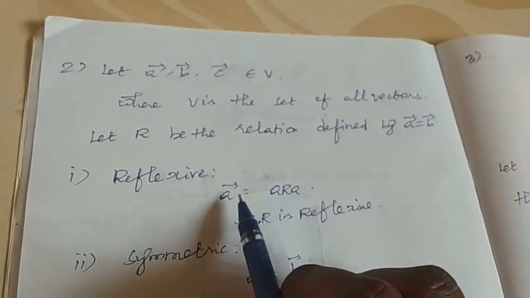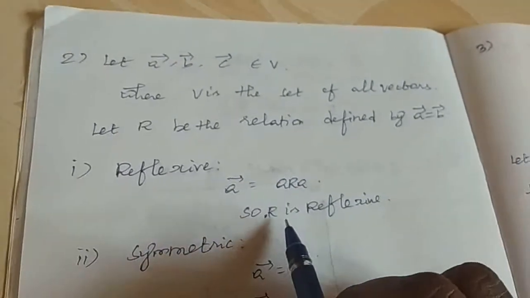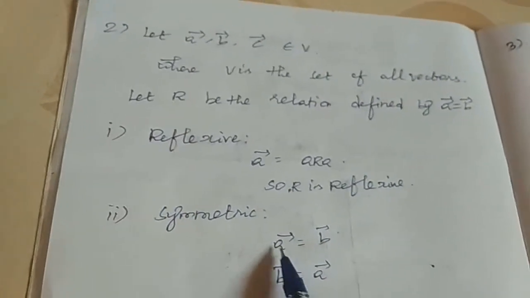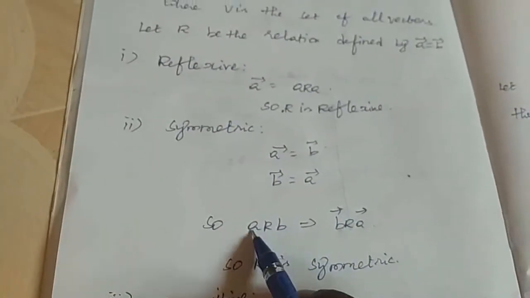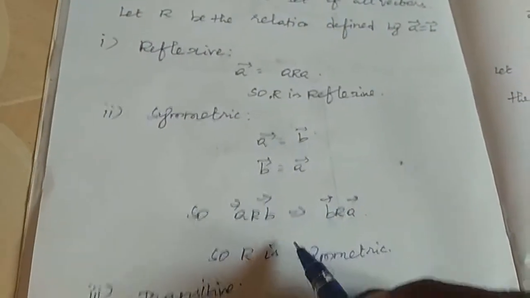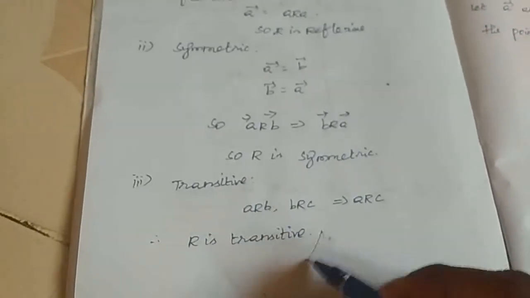Reflexive means the condition is A related to A. So R is reflexive. Second condition, symmetry. A equal to B and B equal to A. That means A related to B and B related to A. So both conditions hold, so R is symmetric. Next, third condition, transitive. A related to B, B related to C implies A related to C. So R is transitive.